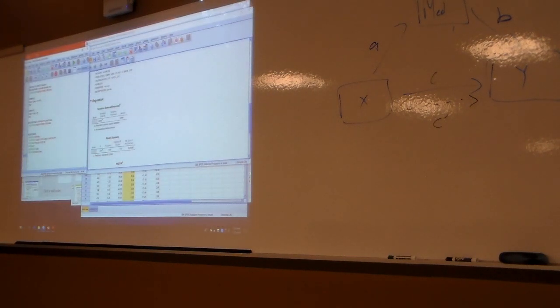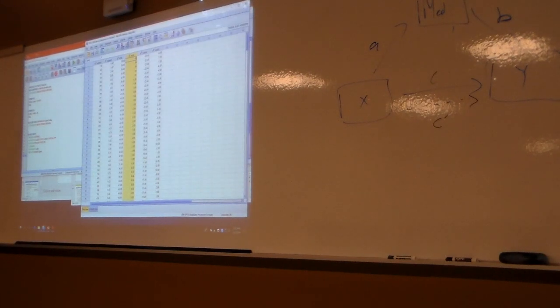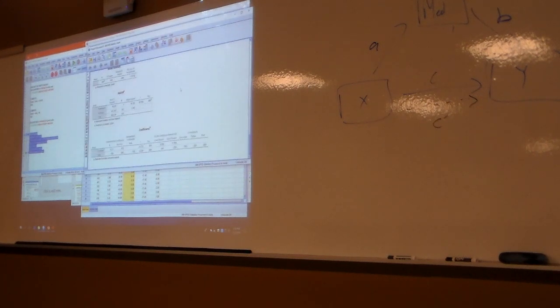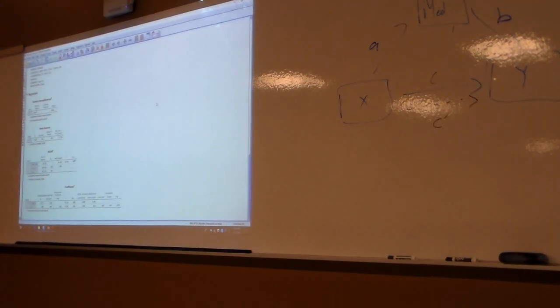Sorry. Grabbed the wrong thing. There we go. Thank you. There we go. Okay, now we're back in business. All right. So what we've got here is we're looking at the relation between X and Y. So which one of these paths are we capturing here?